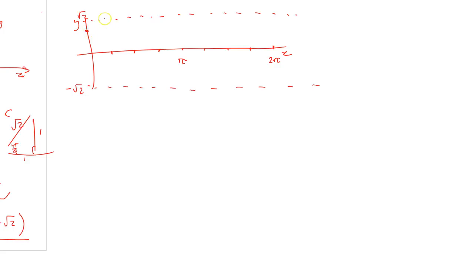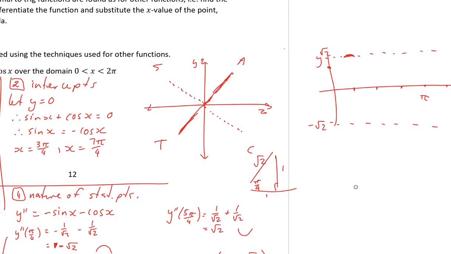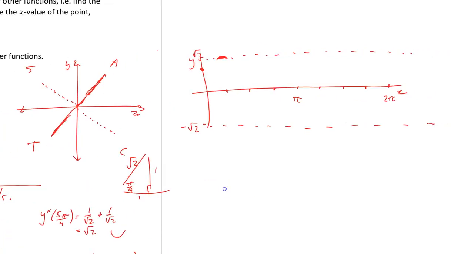I have a maximum here. I have a maximum, is that right? And then I have a 0 at, where are my zeros at? 3 pi over 4.